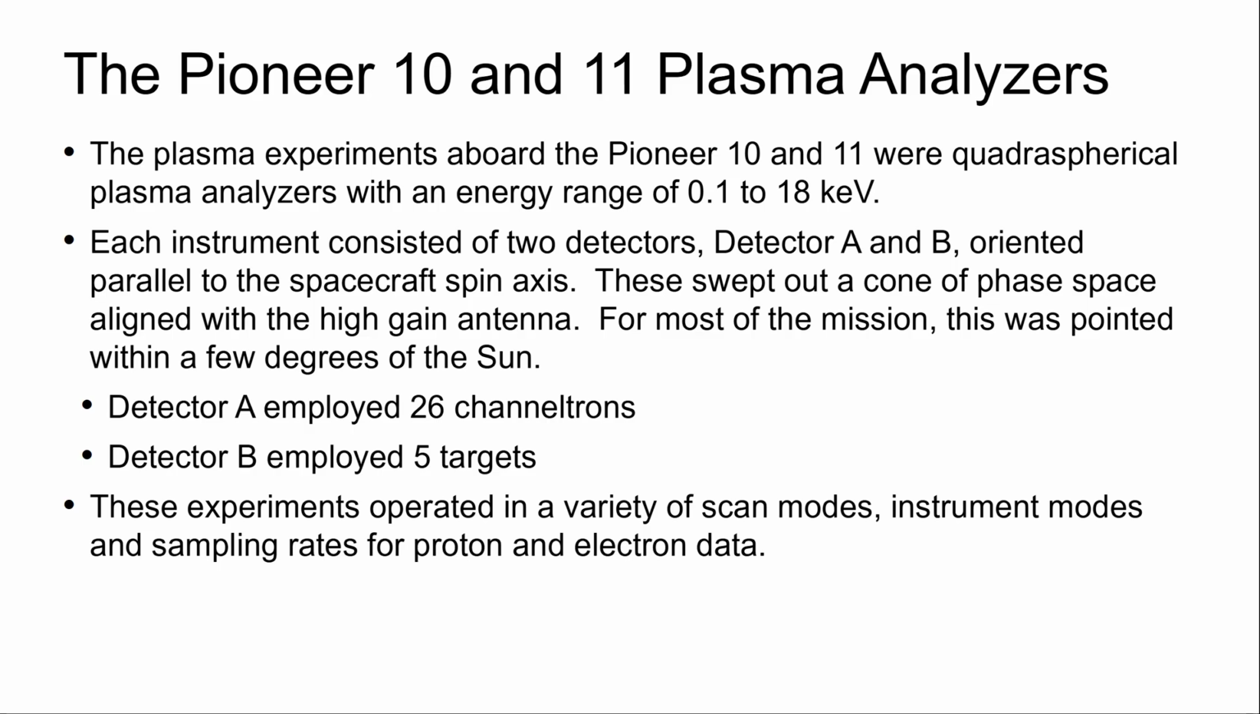Detector A used 26 channeltrons. Detector B employed 5 targets that measured current directly. And the instruments operated in a bewildering variety of scan modes, instrument modes, and sampling rates for protons and electron data.